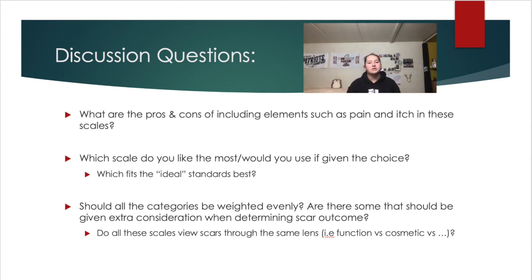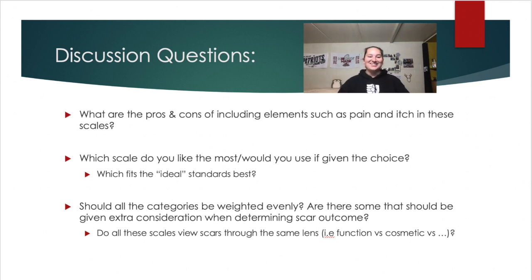And then my final question is, should all of the categories be weighted evenly? Like we saw, not all the categories have the same exact impact on the final score at the end. Are there some categories that should be given extra consideration when determining a scar's outcome? Some that should be given less consideration, or that maybe should be gotten rid of completely? Maybe there's something that really needs to be assessed in a scar that we're not doing right now. Maybe we'll write our new NSAS scar assessment system. NSAS, sure, go for it.